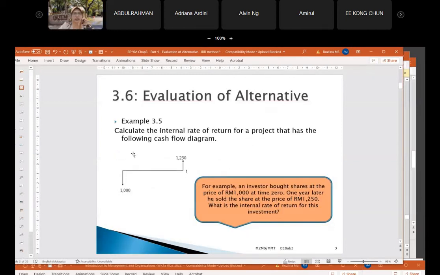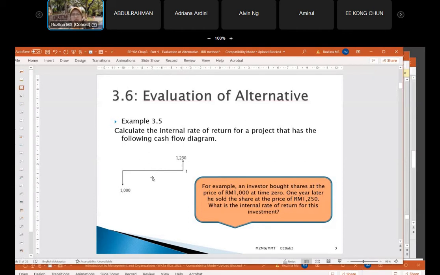Okay, this is an example. Calculate the internal rate of return for a project that has the following cash flow diagram. An investor bought shares at the price of 1,000. This is the current value, this year, at time 0. Okay, 1,000, and 1 year later he sold the share at the price of 1,250. So what is the internal rate of return for this investment?